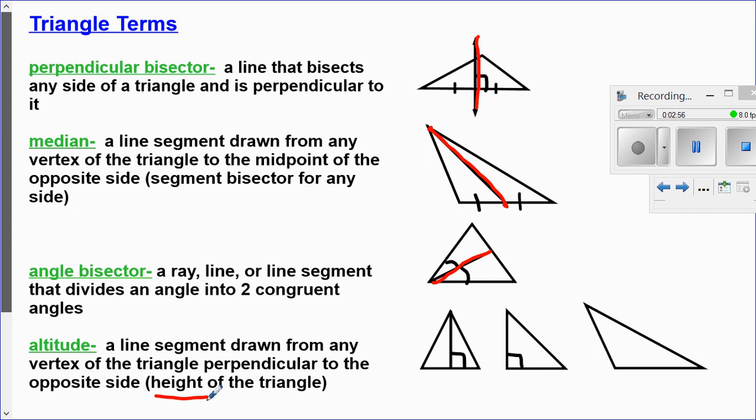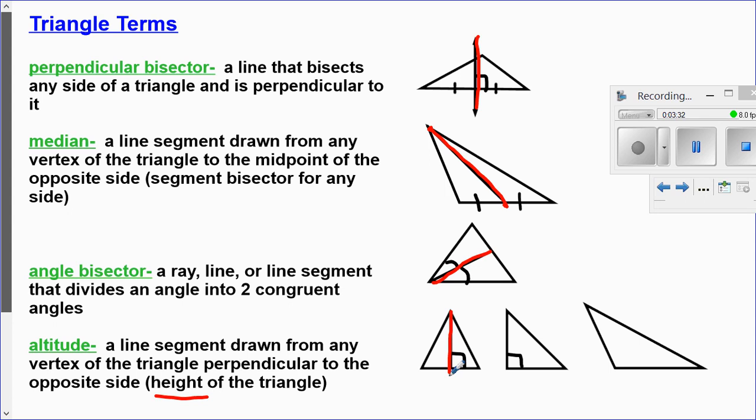Next, altitude. So an altitude is oftentimes referred to as the height of the triangle. Altitude, think high. Heights, up high, like when you're climbing a mountain, you have a high altitude. So it's the height of the triangle. It's a line segment drawn from any vertex. So it's similar to a median in that we're starting at a vertex and then we're going to the opposite side. Now this time though, with the median, it had to go through the midpoint. Altitude doesn't go through the midpoint of the opposite side, but it has to be perpendicular to the opposite side. So I start here at a vertex and it goes perpendicular to the opposite side.